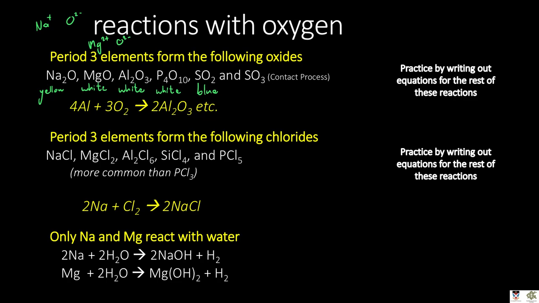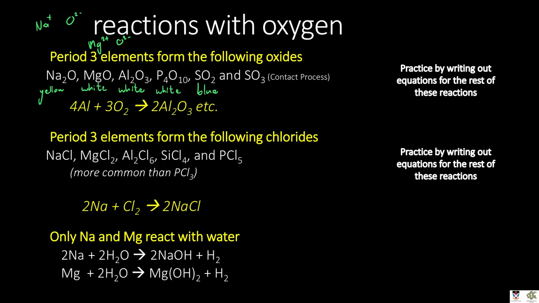For these equations, please don't go and memorize each individual equation. Make sure you know the general equation: the period 3 elements plus oxygen gas, O2, will form the corresponding oxide. Yes, for phosphorus oxide, P4O10, you're going to have to remember that specific oxide formed, and that we generally mostly form SO2, or sulfur dioxide gas, when sulfur reacts with oxygen.